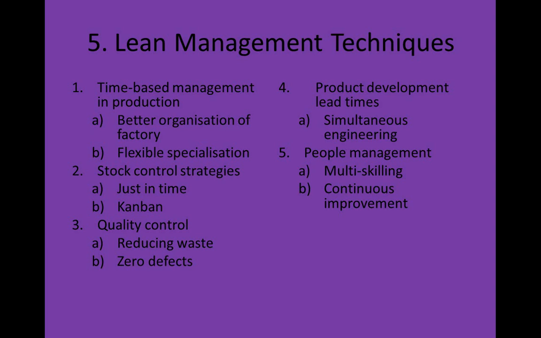First of all, time-based management in production. So that's about better organisation of the factory, so you don't allow people much scope for wandering around. Flexible specialisation is about having machines that can do multiple jobs. So you can buy a machine but it's able to do different things for you. So you can specialise but in a variety of different ways.